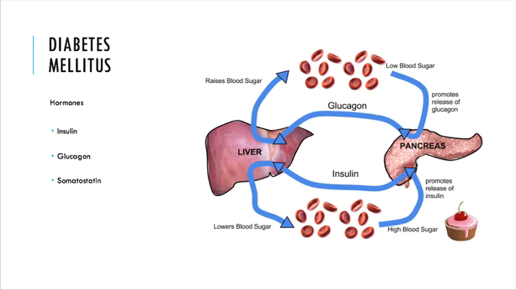The last hormone is somatostatin. It is released by the delta cells in the islet. It is a neurotransmitter, and it's believed to inhibit the production of glucagon and insulin to aid in the control of glucose levels.